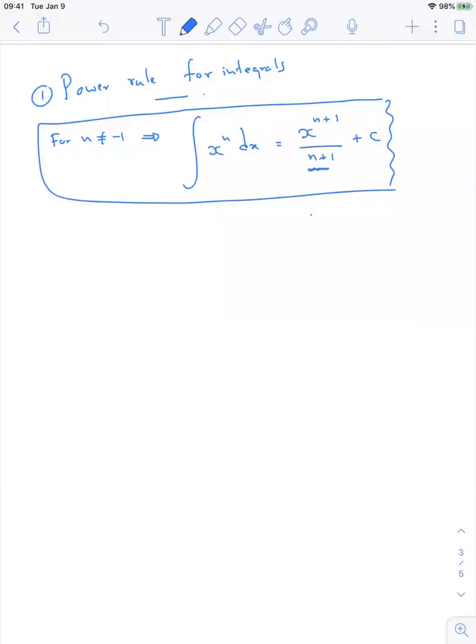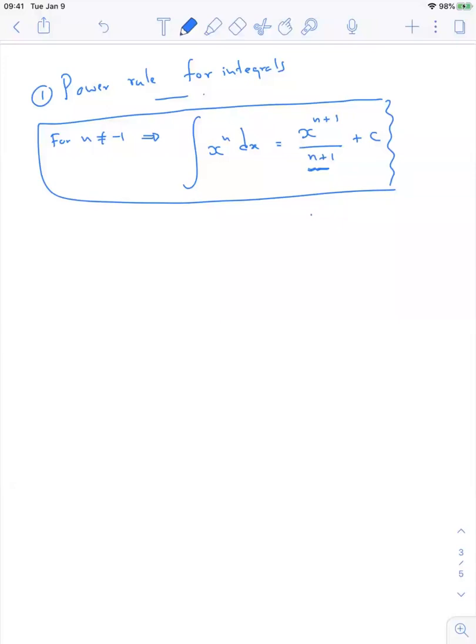Now there is a list of tables that you can directly use, so that you will see how the differentiation formulas can be converted to find the integrations.